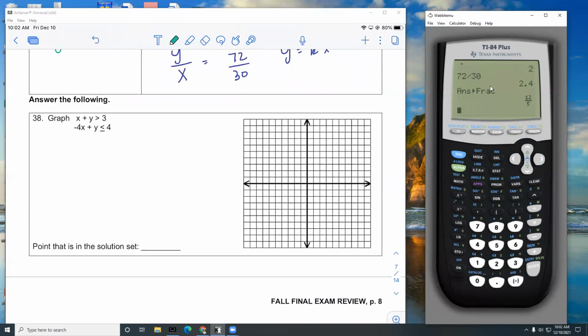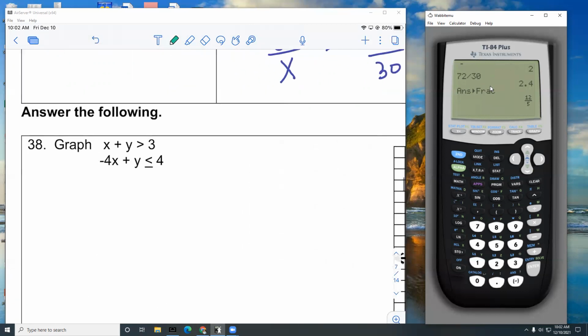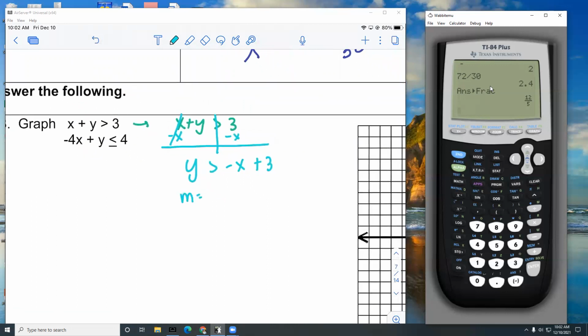All right, number 38. We are going to graph this system of inequalities. Now, in order to graph, I need it to be set equal to y first. So on top, x plus y is greater than 3. The only thing I have to do here is subtract x from both sides. So I get y is greater than -x plus 3. So here my slope is -1. So I'm going to go down 1, right 1 each time. And my y-intercept is at 3.